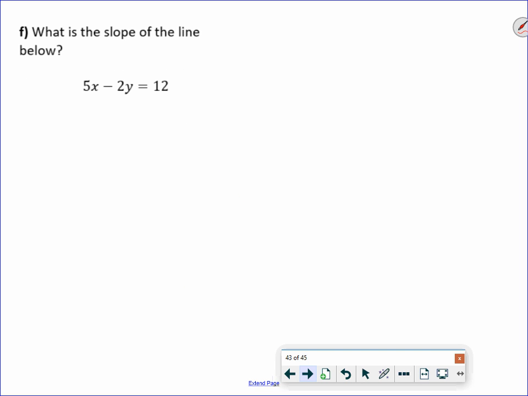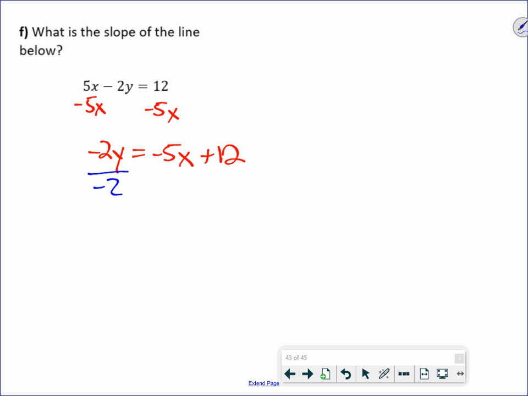So here, this problem F is almost exactly like D. Subtract 5x from both sides, and I'll get negative 2y equals negative 5x plus 12. Then we're going to divide both sides by negative 2. And I'll get y equals 5/2 x, sorry, minus 6. So the slope is 5/2.